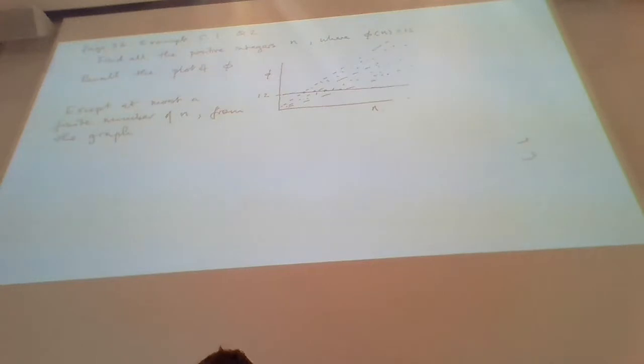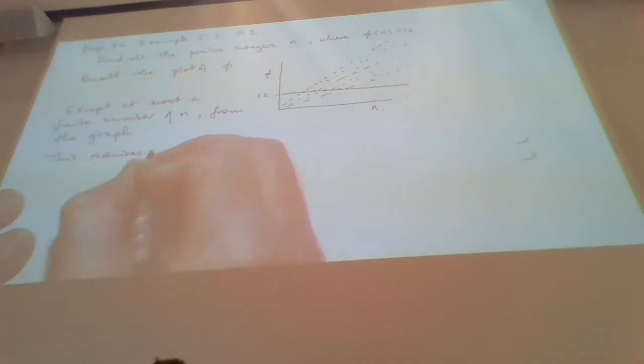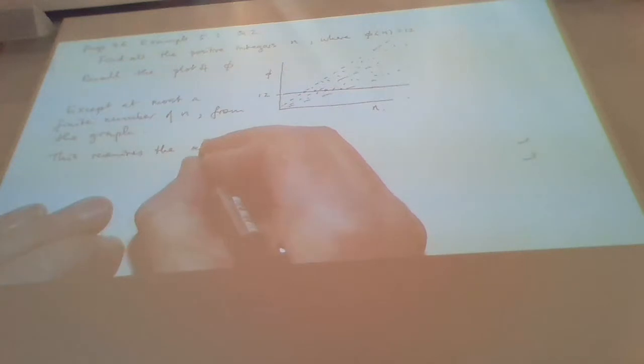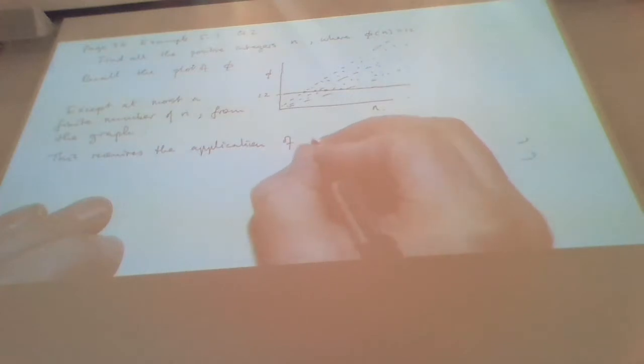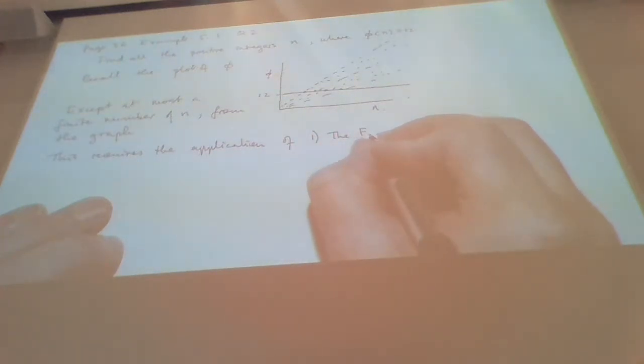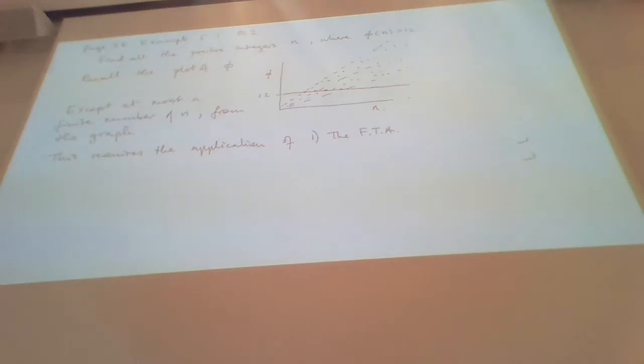Well, this requires the application of the previous results, okay? So the application of mainly two things. One, the fundamental theorem of arithmetic, the FTA, okay? Which says that every integer factors uniquely into a product of prime numbers, okay? So it gives you a way to systematically talk about the integers. And two, the multiplicative formula for phi.